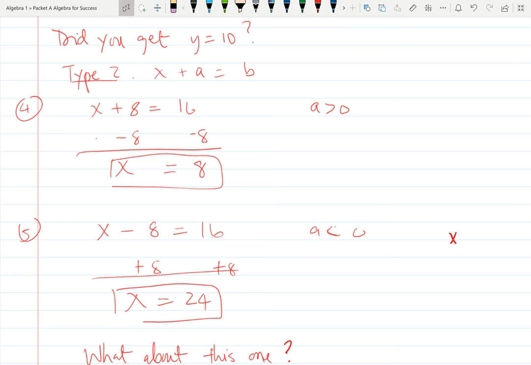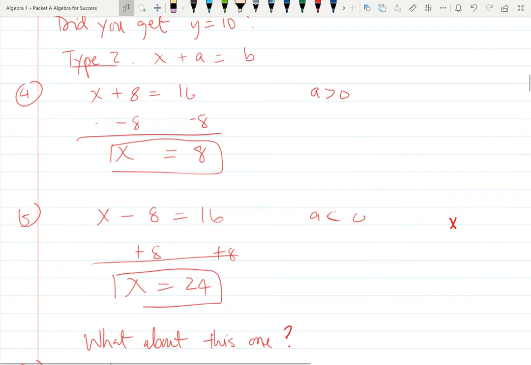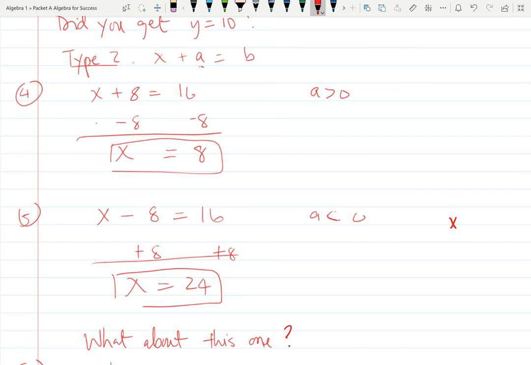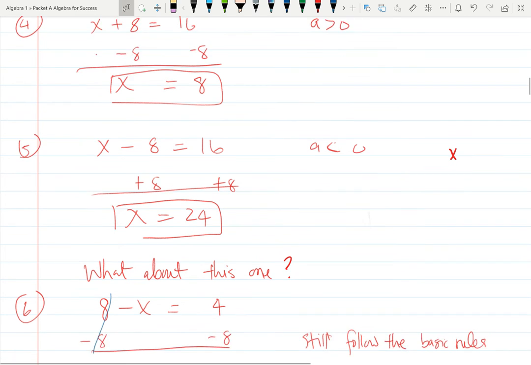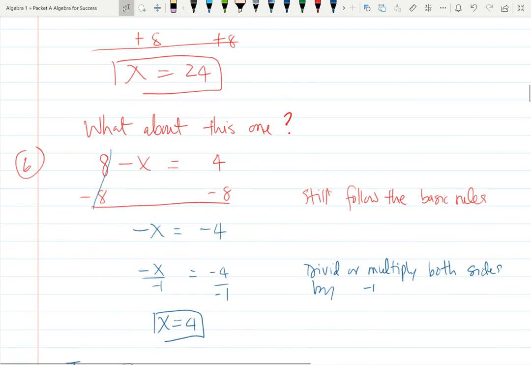This is addition. What we did before was multiplication and division. Okay, we have addition here. We have x plus 8 equals 16, and here this value is a positive number. That's pretty straightforward. We move on. What if we have 8 minus x equals 4?